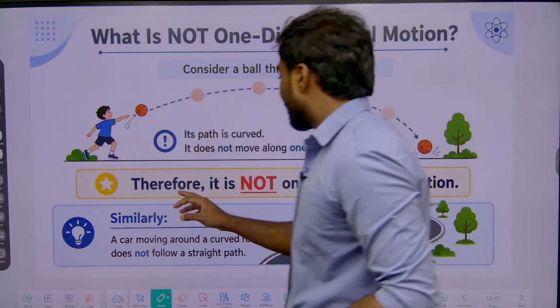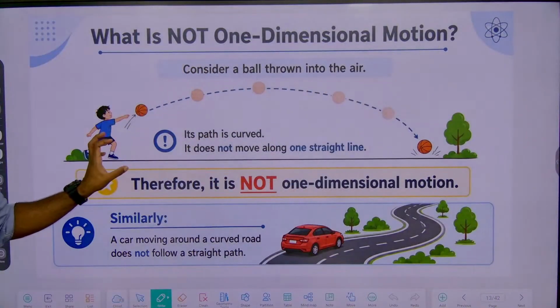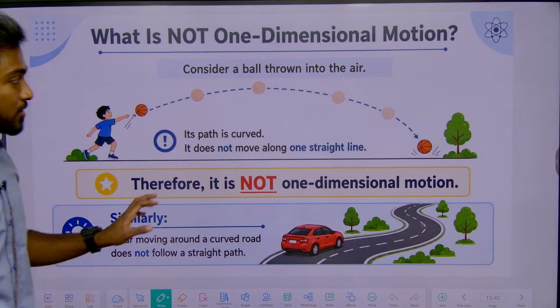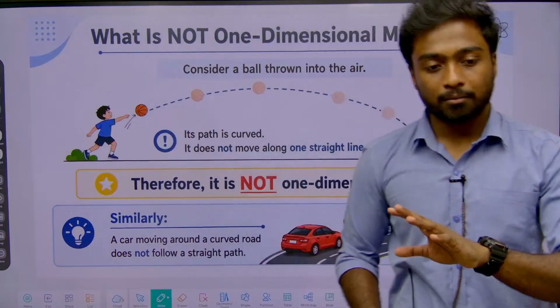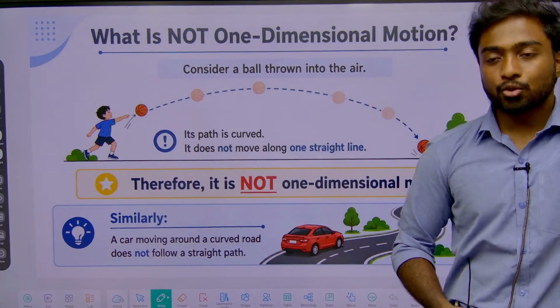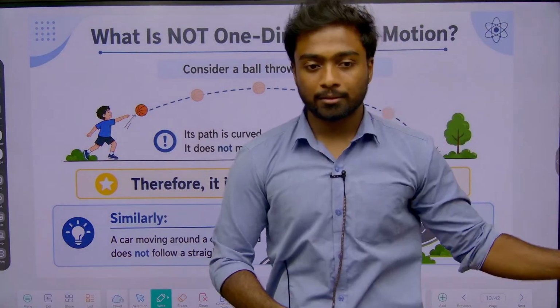So therefore it is not a one dimensional motion. Which is not a one dimensional motion? Throwing a ball in the air. So this is the best example, we can say cricket: a person playing cricket hits the ball to the boundary, and the ball is traveling in a curved path, okay.